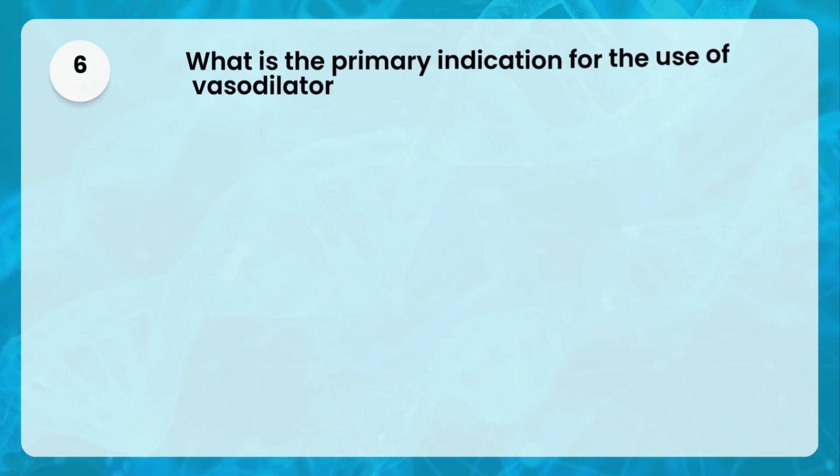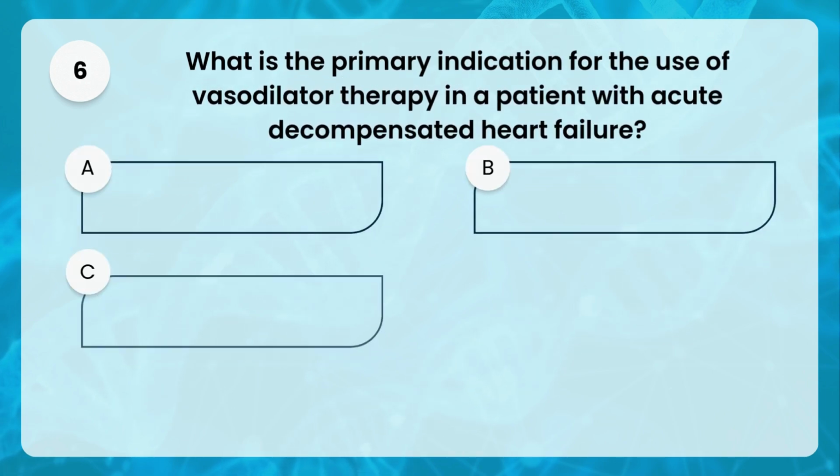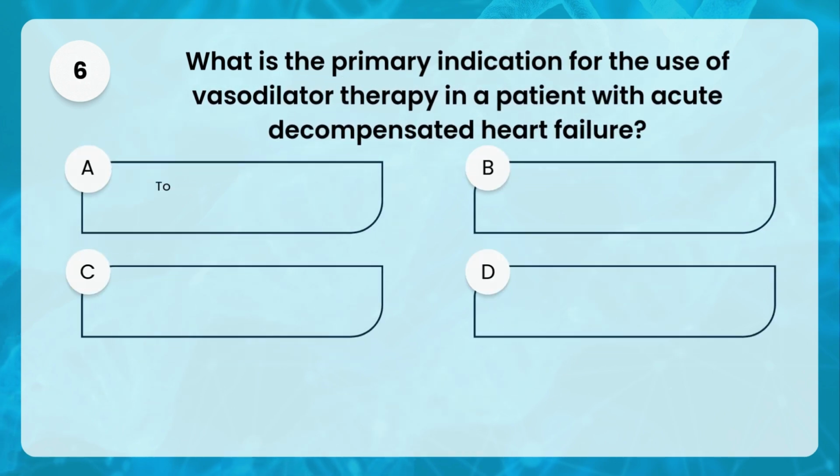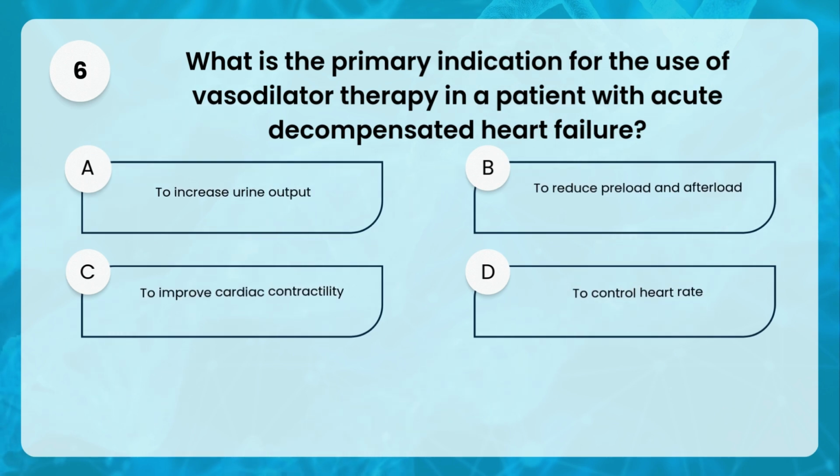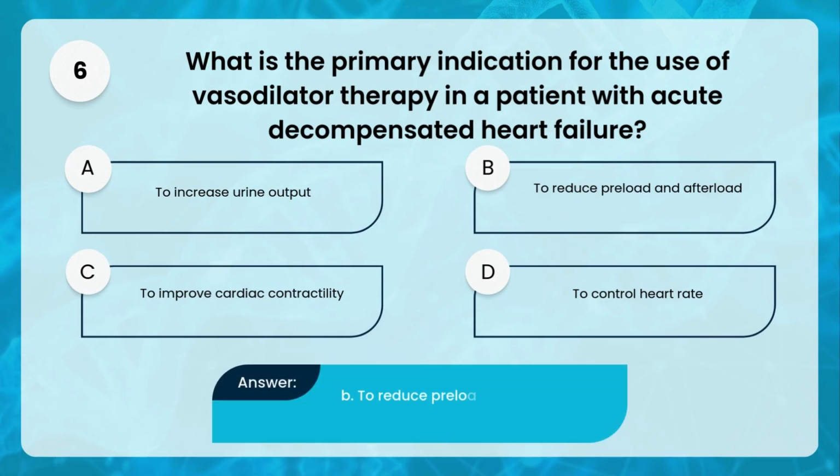Number 6. What is the primary indication for the use of vasodilator therapy in a patient with acute decompensated heart failure? A. To increase urine output. B. To reduce preload and afterload. C. To improve cardiac contractility. Or D. To control heart rate. The answer is B. To reduce preload and afterload.